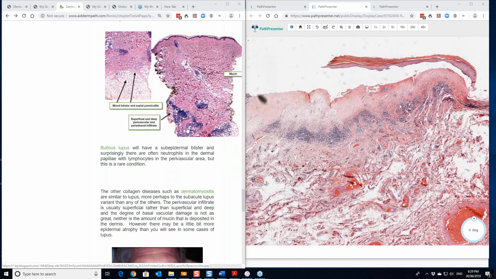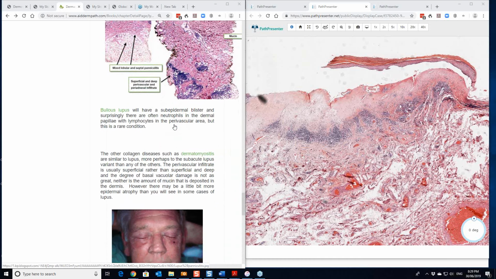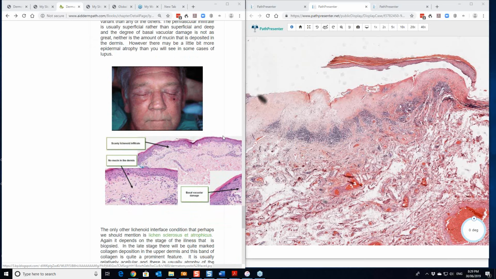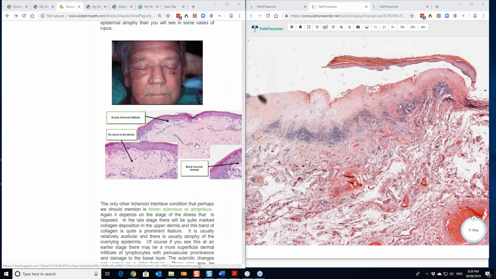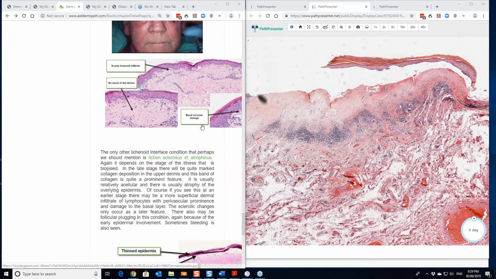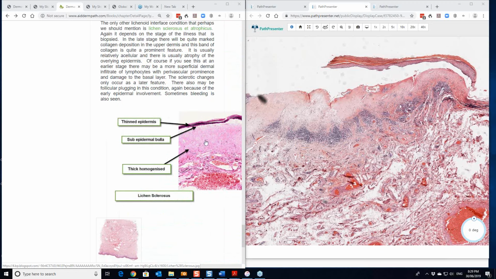That was just lupus panniculitis being a lobular panniculitis. And dermatomyositis, again, a mild lymphocytic infiltrate here, mild lichenoid infiltrate, mild basal vacuolar damage changes, no mucin in dermatomyositis, and the thick layer of collagen that you're going to see in the dermis in lichen sclerosus.